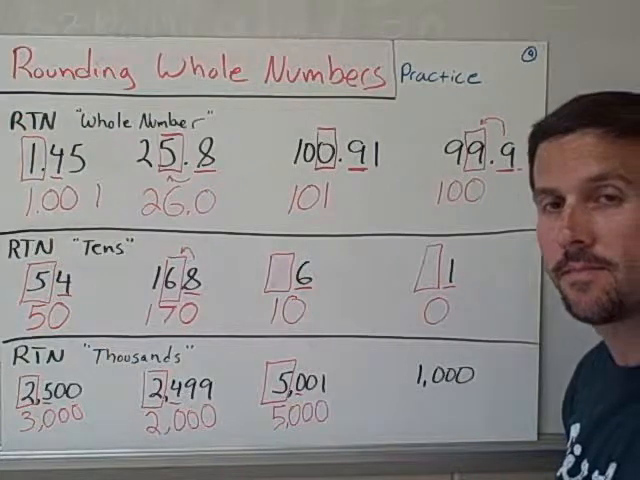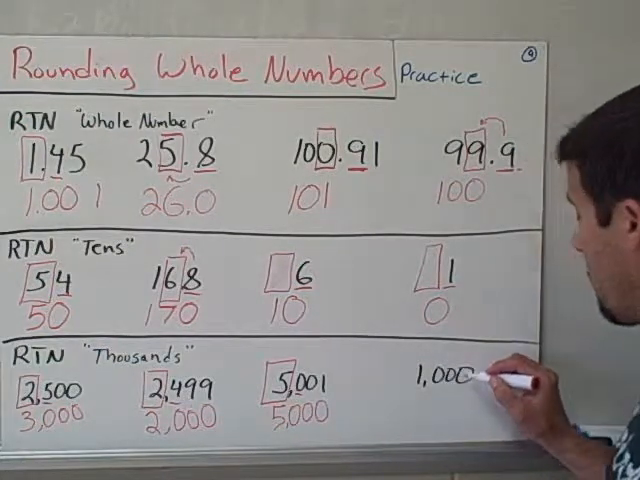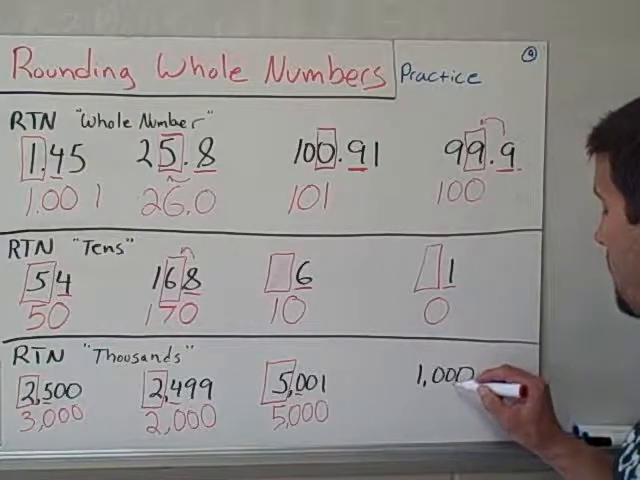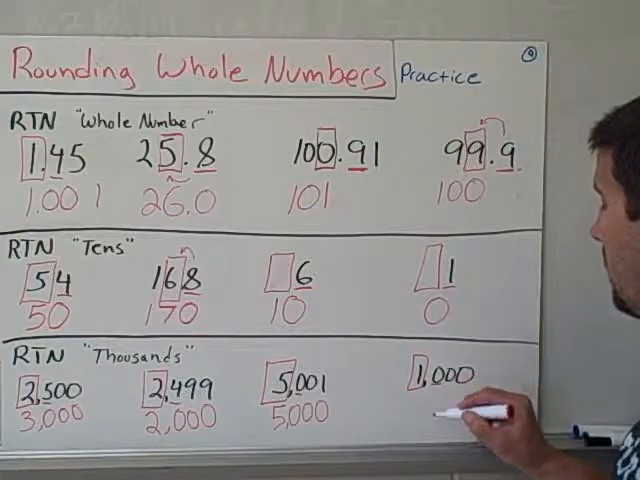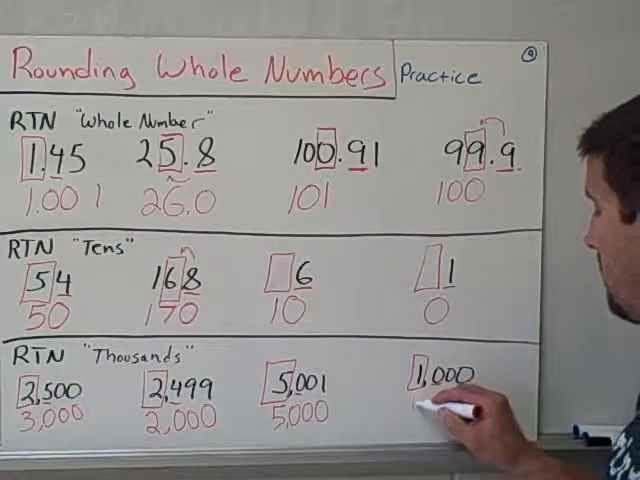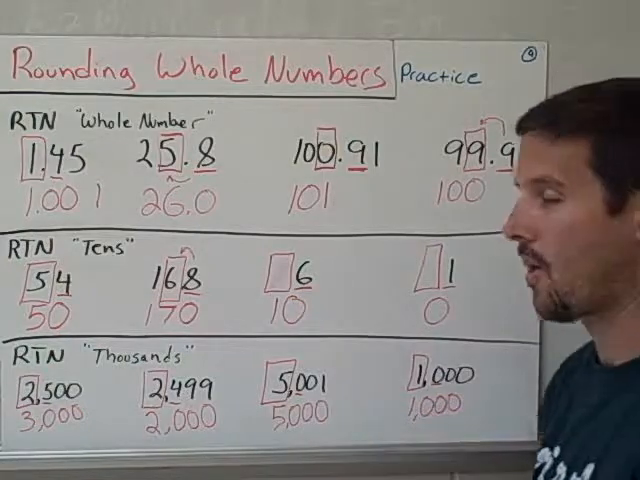Number 1,000. Well, I can see that it's to the nearest 1,000, but I'm going to go through the rule anyway. Ones, tens, hundreds, thousands. I look at this number, it's 0. There's nothing that we need to change. It's already rounded.